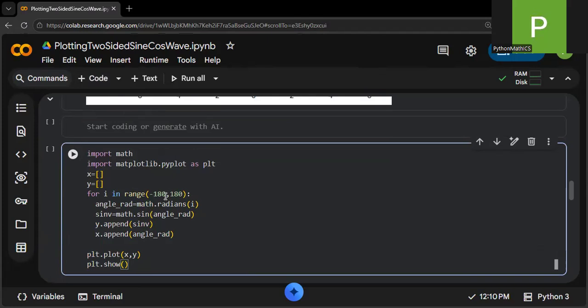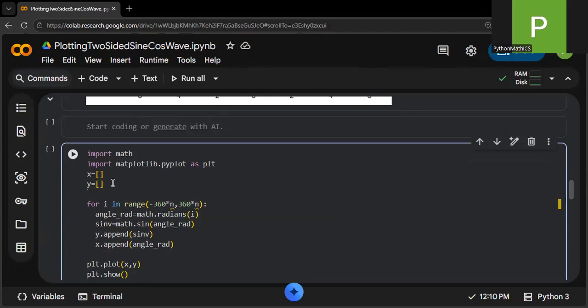So you understand, if I write here 360 multiplied by n. So n is the number of cycles, and again here 360 multiplied by n. So n is basically the number of cycles we want. You can also take this n from input. If you would like to take it from input, can you recall how we take the input from the user?